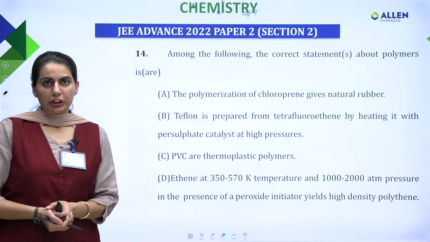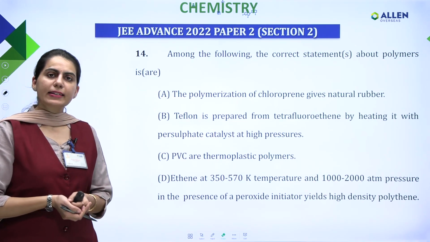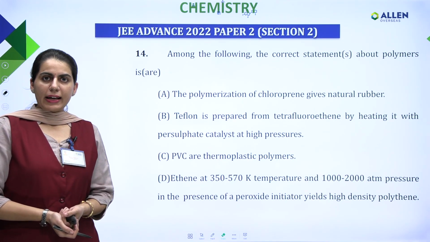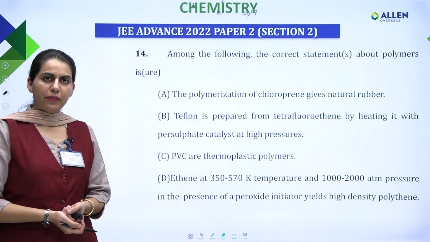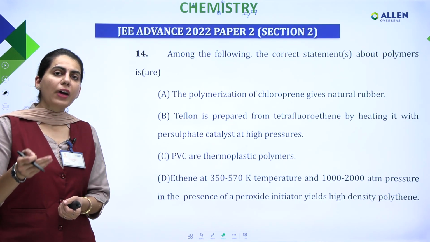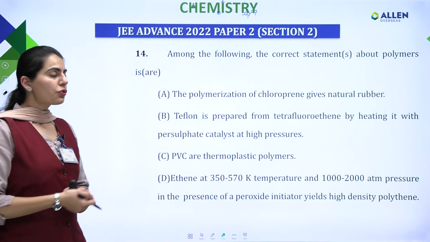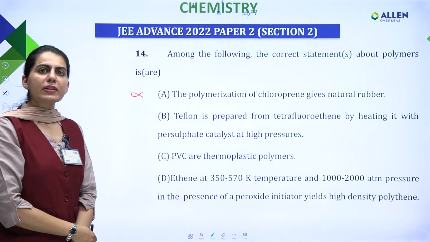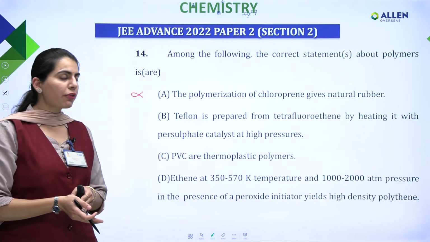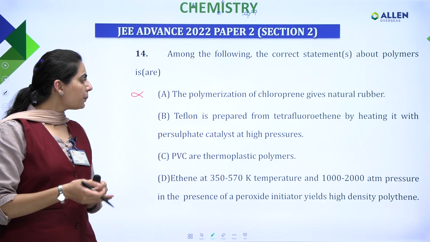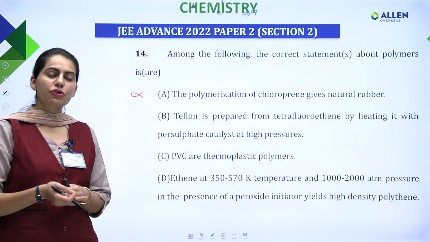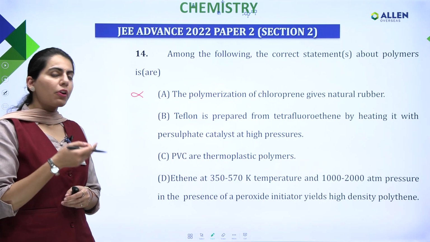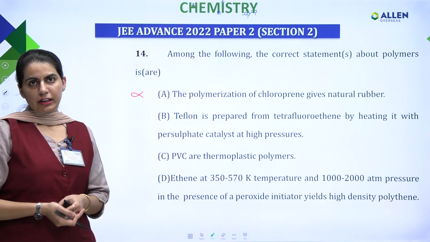Now let's talk about question 14. It says that among the following, the correct statement about polymers is R. Statement 1 says that the polymerization of chloroprene gives natural rubber. It should actually be polymerization of isoprene which gives natural rubber. So our statement 1 will be wrong. If I talk about statement 2, it says that Teflon is prepared from tetrafluoroethene by heating it with persulfate catalyst at high pressure. Yes, it is true that in the presence of persulfate or free radical, we get this Teflon from tetrafluoroethene under high pressure conditions.